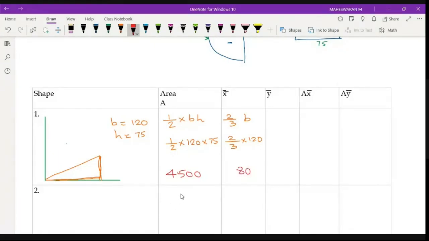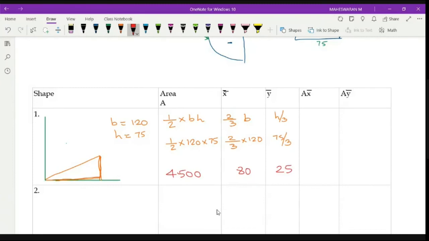Similarly, I will identify what is my Y bar. If I consider Y bar from the base, which means h/3. If it is from the base, it is h/3, which is 75/3. So what will you get? Yes, 25. You will get 25.